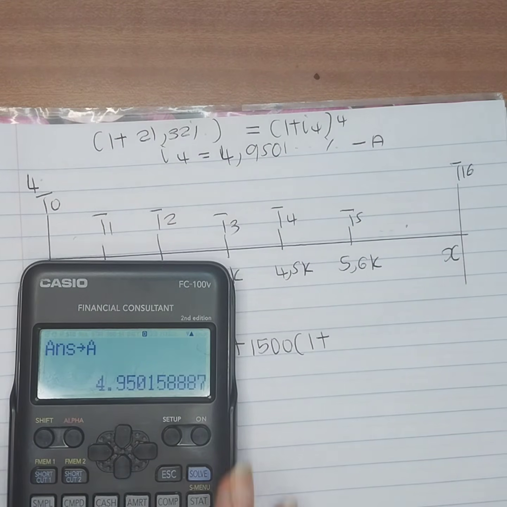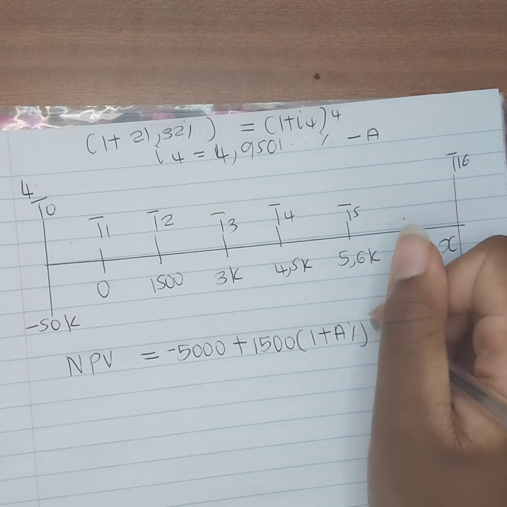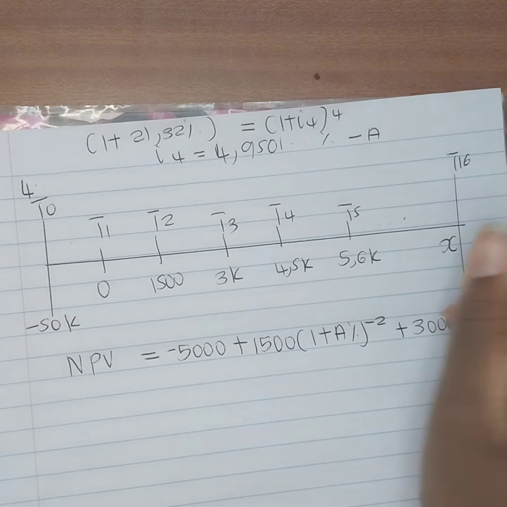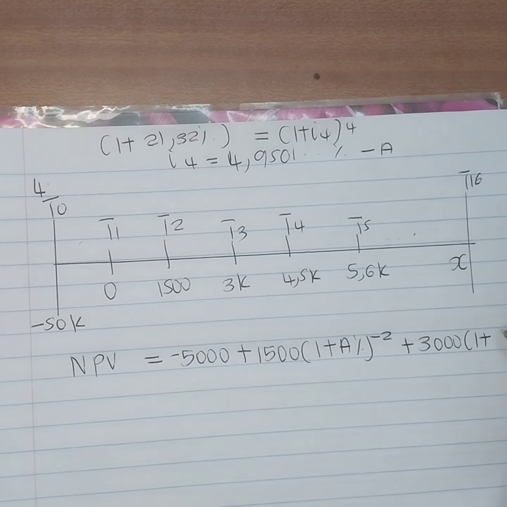Shift store A. So I will have A%. Bring it back with 2 periods. Have the 3,000. Bring it back with interest, right? For 3 periods.